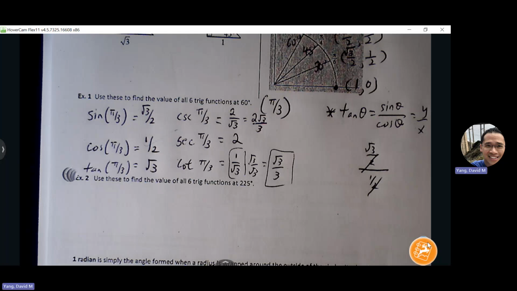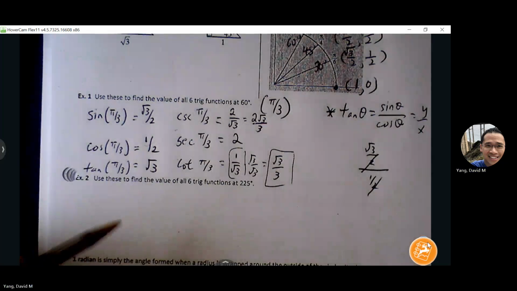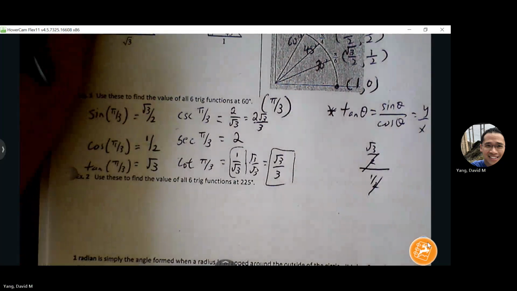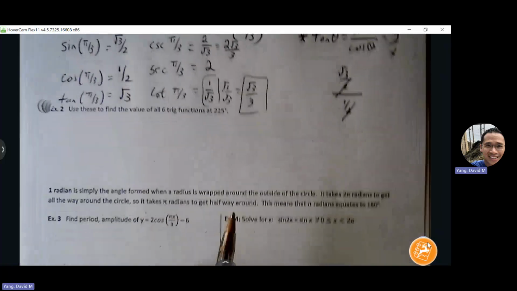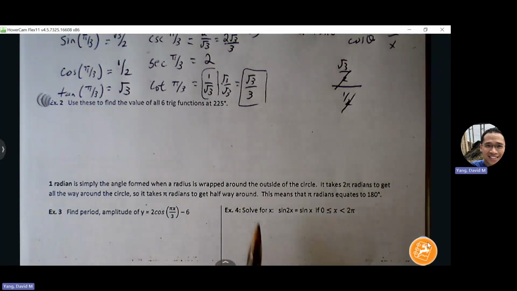We'll come back to 225 degrees. Let me just go through a few things here. We'll come back to this one because I want us to build the unit circle, review all that with the unit circle, and then we'll focus the rest of our attention on just solving trig equations.